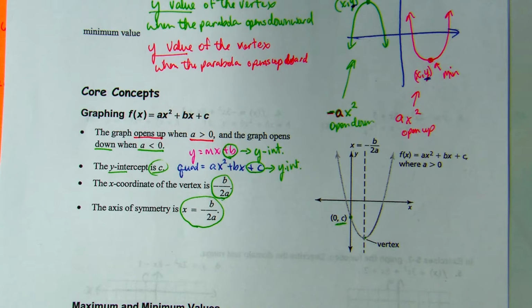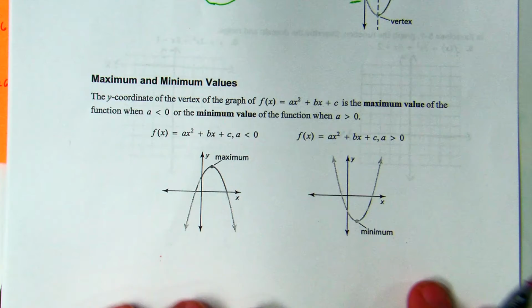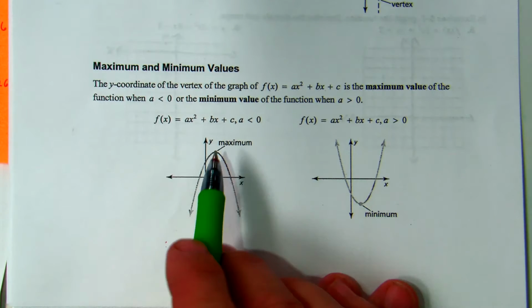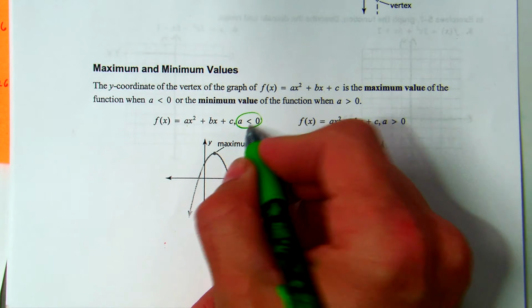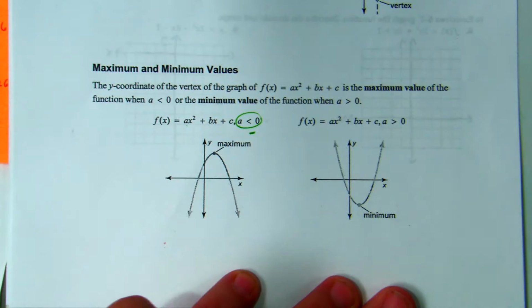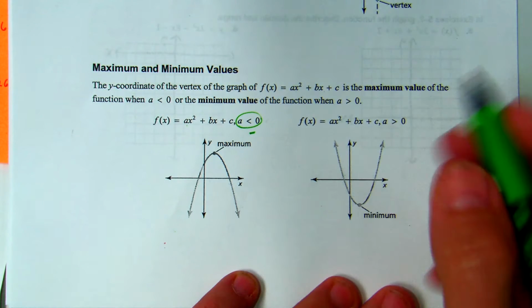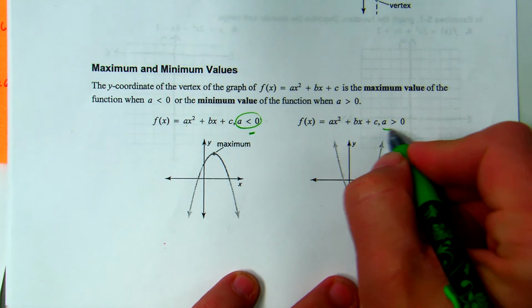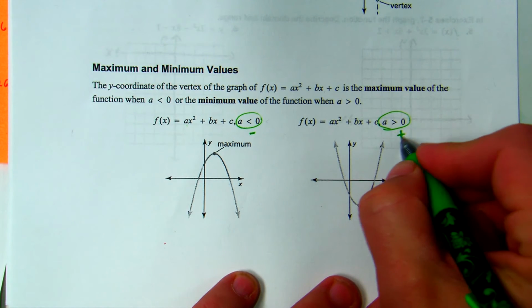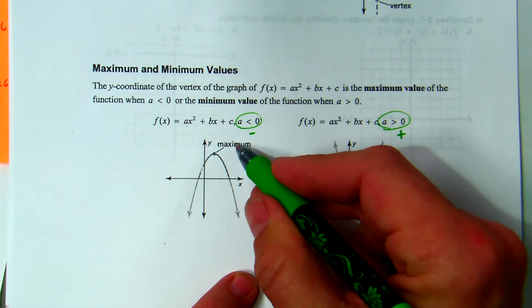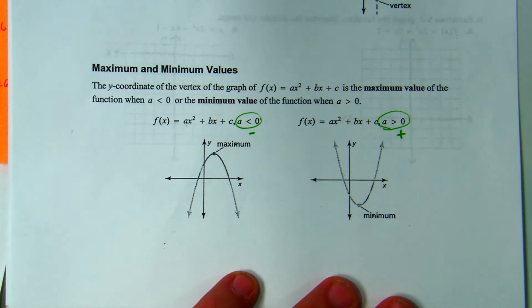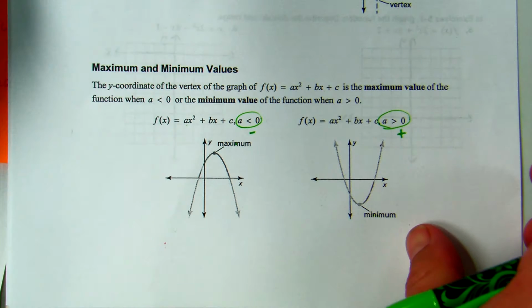All right, let's just reiterate the maximum and minimum values here. As long as A is less than 0, or negative, it's going to open downward. And if A is greater than 0, which means it's positive, then it's going to open upward, and it'll be a min. So we have a max in this situation, and a min in this situation here. We'll see that as we move along. And we'll turn the page.